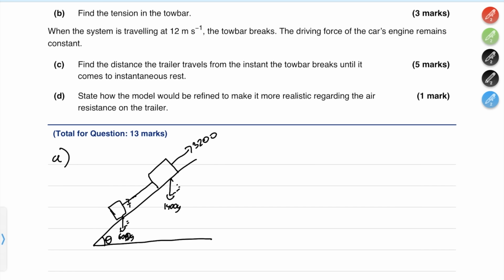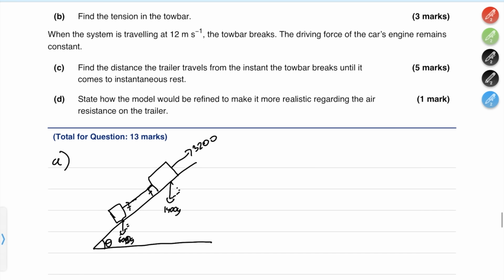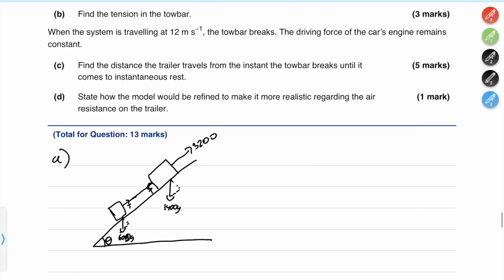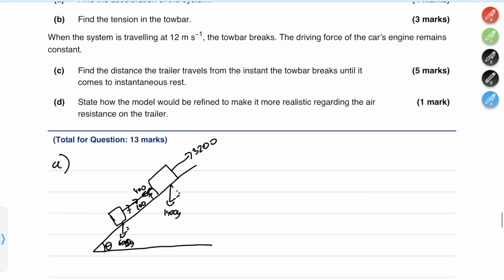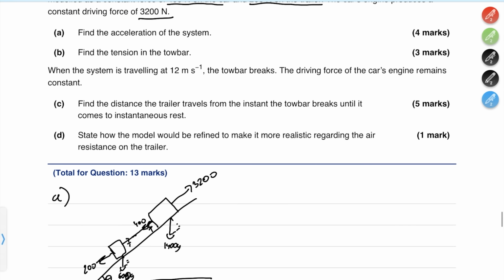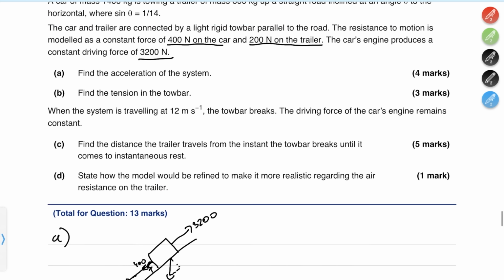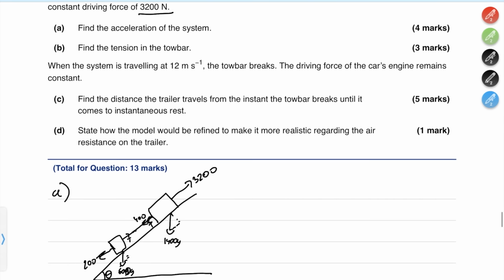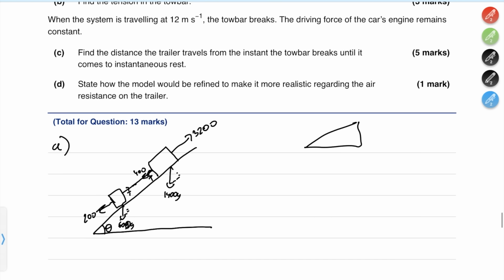We've got our tension. We also have our constant resistive force of 400 on the car. So 400 and 200 on the trailer. Okay, sorry, that's the wrong way. 200 here. Okay, so we've got 400 and T, which is resisting the car, and then 200, which is resisting the trailer. And we know that sine theta is 1/14. So we can draw a triangle here. So this is root 195 if we use Pythagoras' theorem.